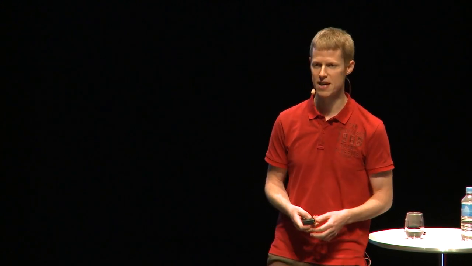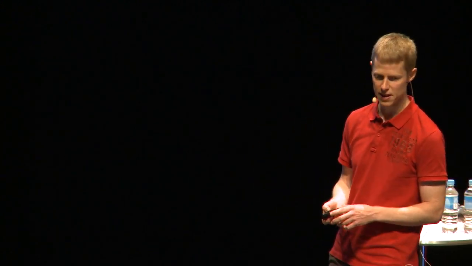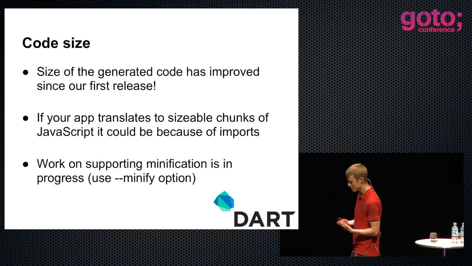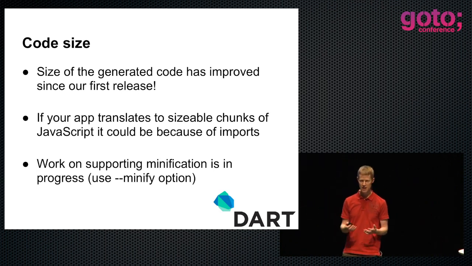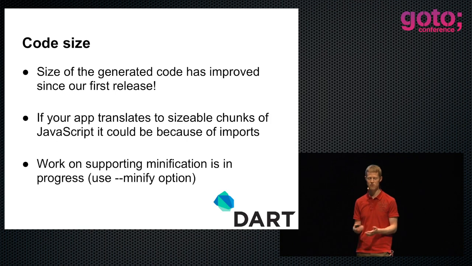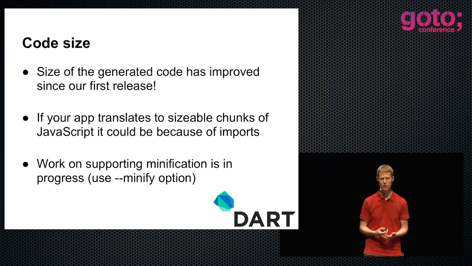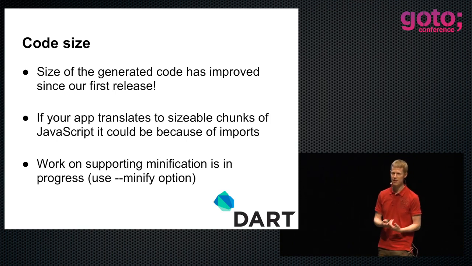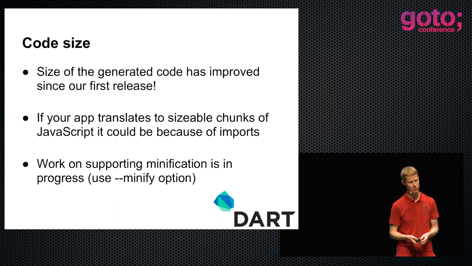What we focused on mainly, in addition to runtime performance and correctness, is the code size. That has improved the most since our first release. What we're seeing right now is that small examples actually do compile to small pieces of JavaScript output. So it's not the case anymore that you will get megabytes of JavaScript emitted for a small hello world example.